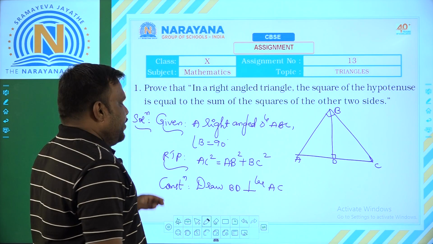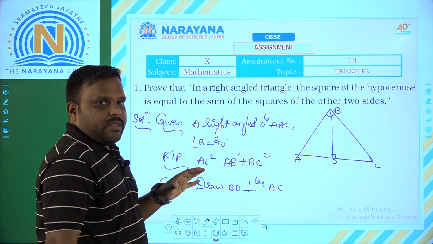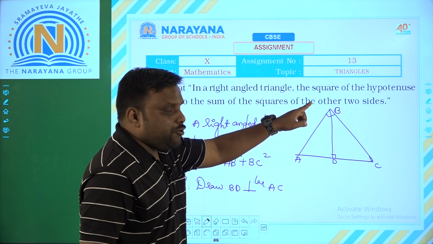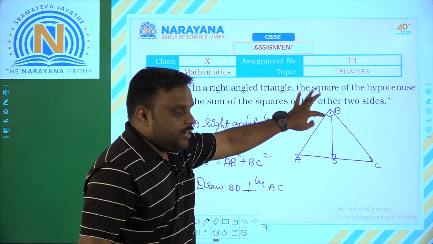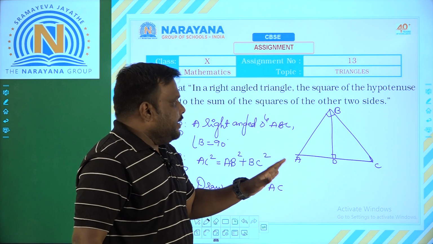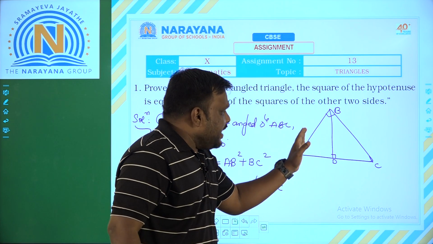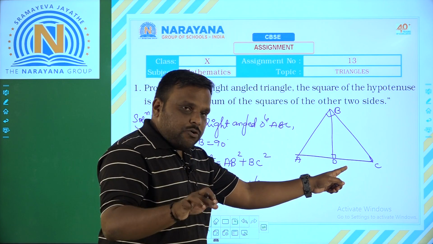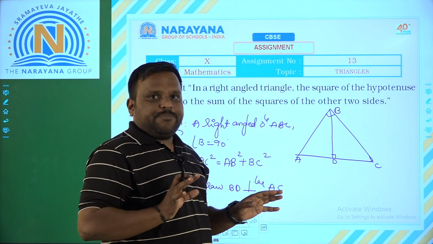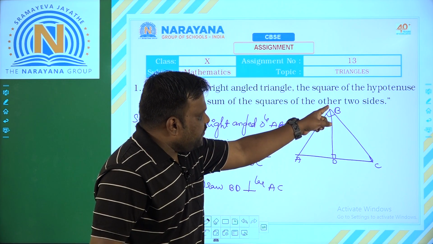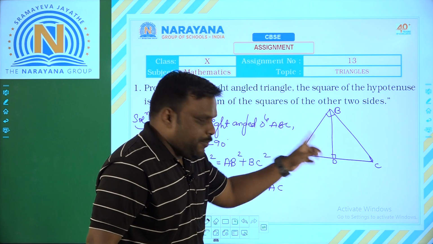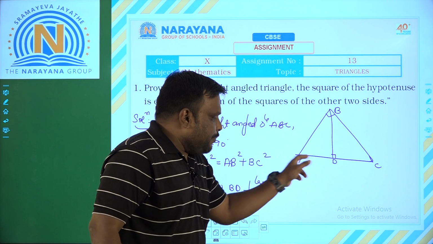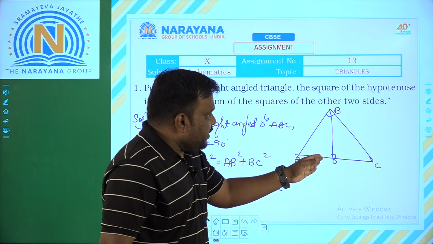Now, when you enter into the proof part, here we have one theorem. What is that? In a right angle triangle, if a perpendicular is drawn from the right angle to the hypotenuse, then the triangles on either side of the perpendicular are similar to the whole triangle, and also those triangles are similar to each other. So BD is a perpendicular drawn from the right angle, that is, right angle is at B, to the hypotenuse AC.